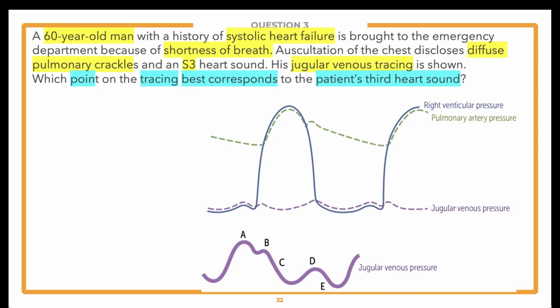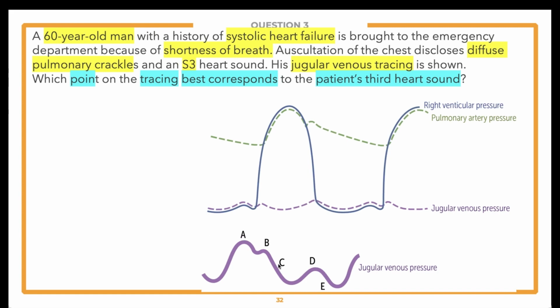Well, thank you very much, Jeff. Once again, highlighted what we believe are important here. You've got a 60-year-old man, systolic heart failure, shortness of breath, diffuse crackles, S3 sound, and you've got the jugular venous tracing here. And we've got to figure out what corresponds to the patient's third heart sound. So what's going on in that third heart sound? What's causing that heart sound? And then where do we see it on the diagram? That's how you can figure this one out.